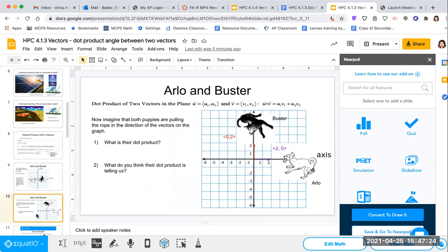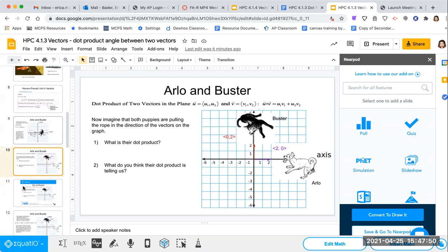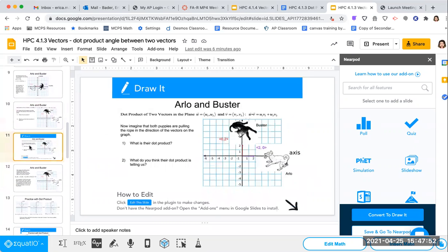Okay. So now I want to change it up a little bit. So let's say that now Arlo's pulling east and Buster's pulling north. So now imagine that both puppies are pulling the rope in the direction of the vectors on the graph, right? So Buster's vector is 0, 2, Arlo's vector is 2, 0. I want you to try to calculate their dot product. You have the formula up here, and then tell me, what do you think their dot product is telling us? So go ahead and give that a try. Pause the video.